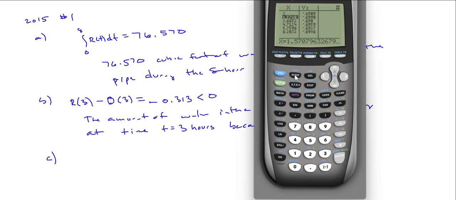Okay, that's one way to do it. The other way to do it would be to go alpha y1 evaluated at 3. That'd be your rate in minus alpha y2 evaluated at 3, and then go like that. Obviously wrong equations, but make sense? Okay.